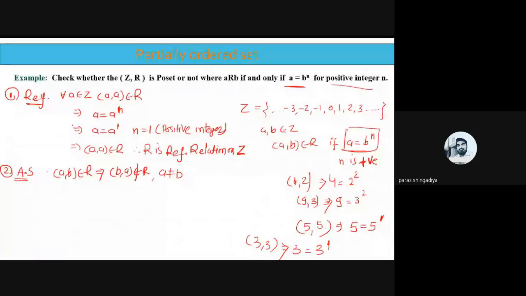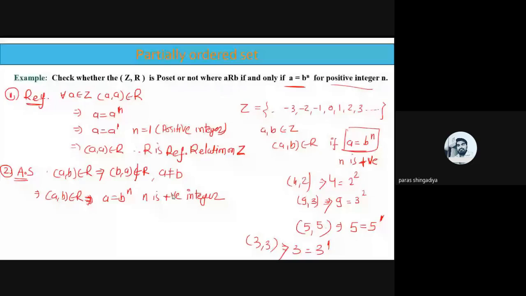So here we have A comma B belongs to R, okay? What does it mean? We can write A is equal to B raised to N, where N is a positive integer, okay? That is, plus VE means positive, the short form of the word positive. N is a positive integer for the case A is equal to B raised to N. And now here we have to prove that B comma A does not belong to R.